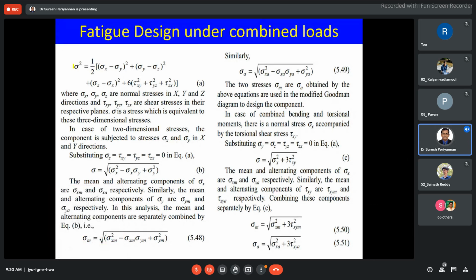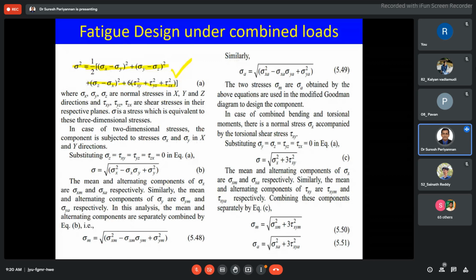Sigma squared is equal to 1/2 times (sigma x minus sigma y) whole squared plus (sigma y minus sigma z) whole squared plus (sigma z minus sigma x) whole squared, plus 6 times (tau xy squared plus tau yz squared plus tau zx squared). We came from this equation.